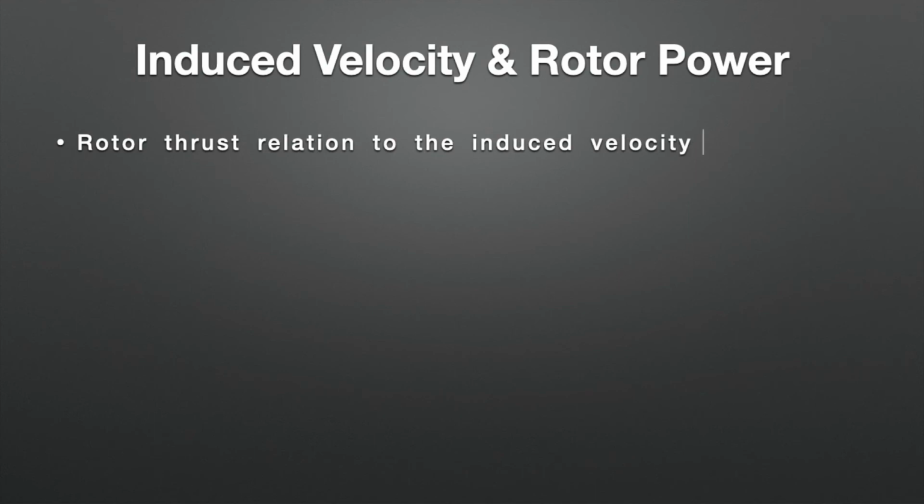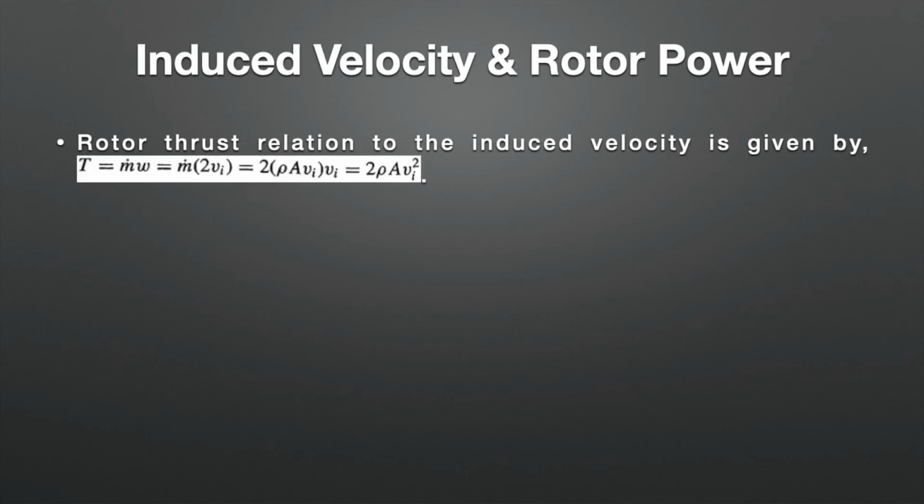Next concept of this momentum theory analysis is induced velocity. From previous equations, it has been shown that the momentum theory can be used to relate the rotor thrust to the induced velocity at the rotor disc by using the equation, that is T is equal to m dot omega is equal to m dot 2 Vi. You get this equation by substituting this m dot equation, that's equal to 2 rho A Vi square.